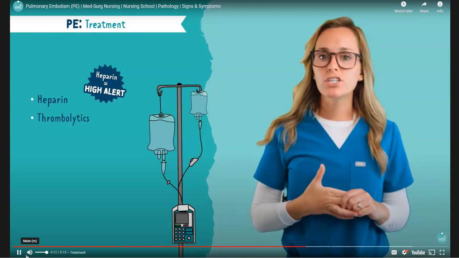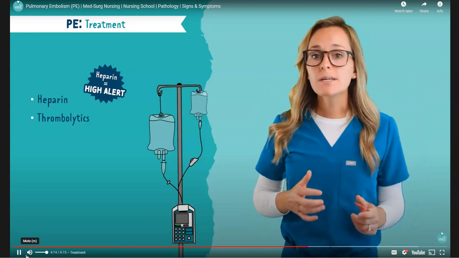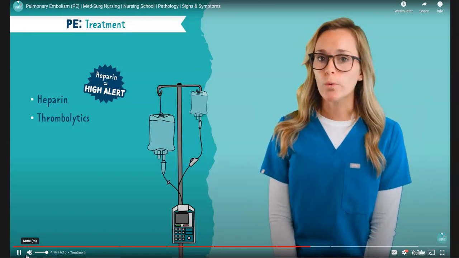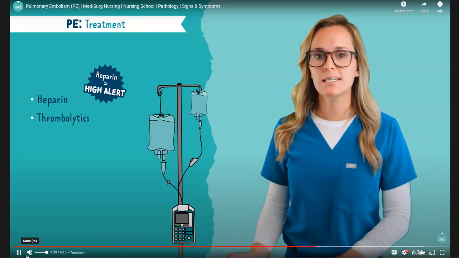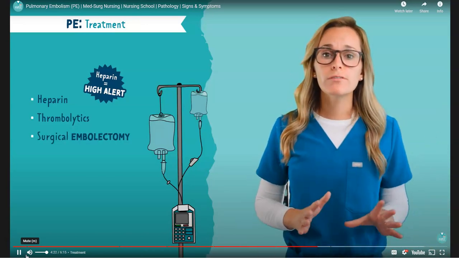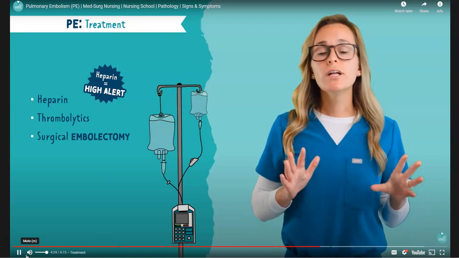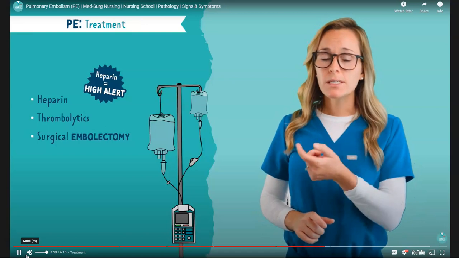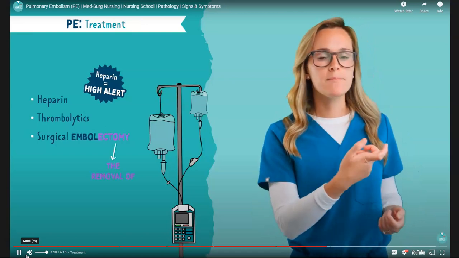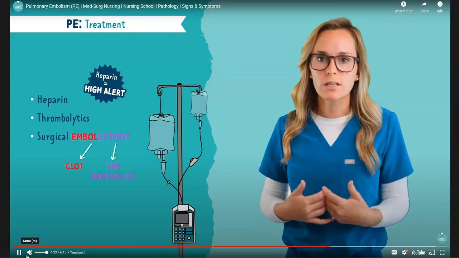Thrombolytics, which are medications to help dissolve the clot. Sometimes these clots dissolve on their own, but treatment will be decided based on what is seen in those diagnostic tests. If it's needed, surgical intervention might be necessary. A surgical embolectomy may be used. Let's break apart that word. Ectomy means the removal of, and emboli means a clot, so it's just removing the clot from the body.